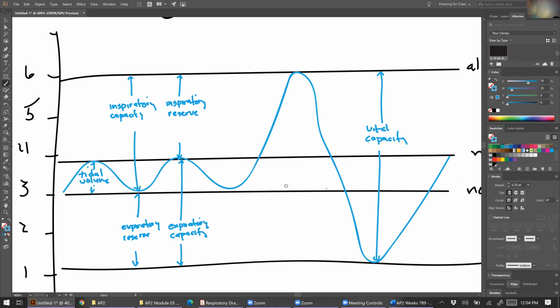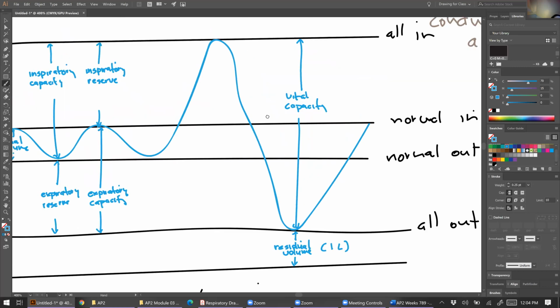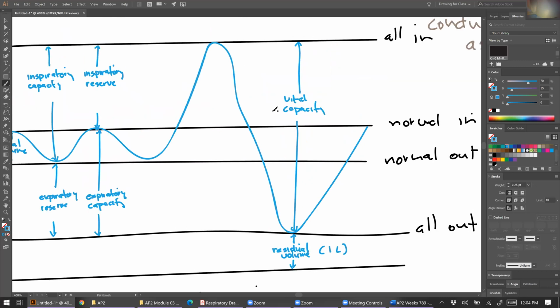Even after you've breathed all the way out, it's estimated that you have 1 liter of air left, and that's called your residual volume. We can measure that by having you breathe in something like helium and watching how much comes out, but this is usually about 1 liter. After you breathe out all your air, how much is left in the lung that you can't get out? That's 1 liter. It's actually a pretty important number because it plays a role in things like CPR, because as long as you keep blood moving through the lung, you can still pick up oxygen.